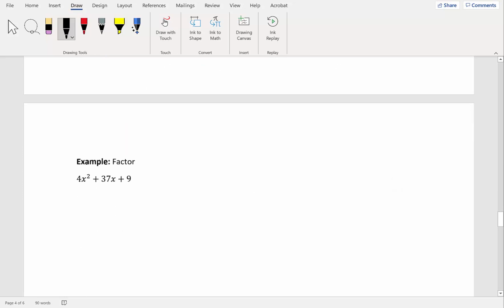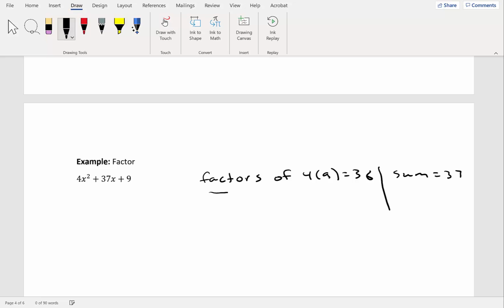So factor, here we have 4x squared plus 37x plus 9. Always take a look to see if you have a GCF first. So if I look at my 3 terms, they don't have any common factors, so there's no GCF. And now notice I have a number in front of my x squared. I have a 4 in front of my x squared. So now that leads us to either using trial and error method or the AC method. So let's continue with the AC method. We're going to have to find factors of, so it's a times c. So we have 4 times 9, which gives us 36. And then the sum has to be equal to 37. So I need 2 numbers that multiply to give me 36 and add up to 37.